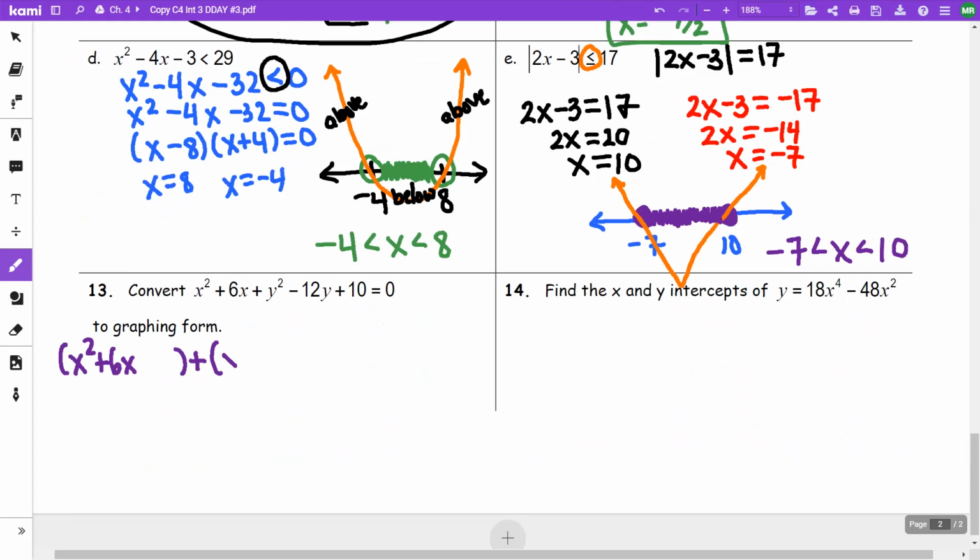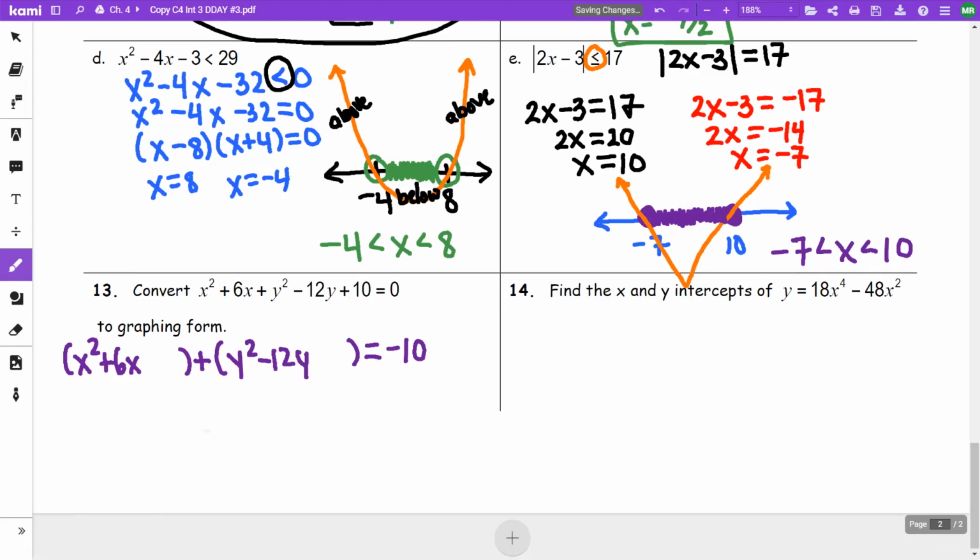My y's, I have a y squared minus 12y. I'm going to leave some space. I'm going to take my 10 over by subtracting 10. And now I want to complete the square.